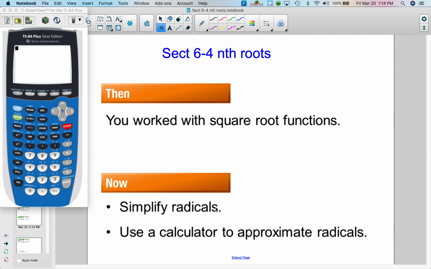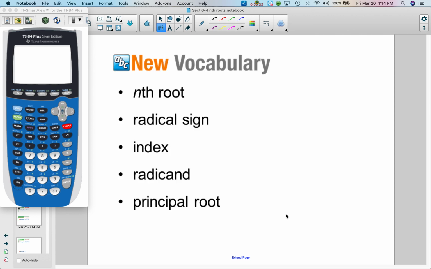Some of this is going to be review because I've shown you how to do this already, and then using your calculator to approximate radicals, which of course will not be hard to do. So some new vocabulary would be nth root. The radical sign looks like this.